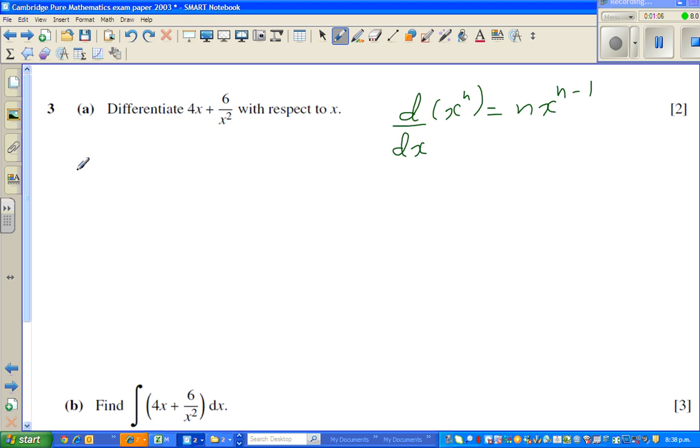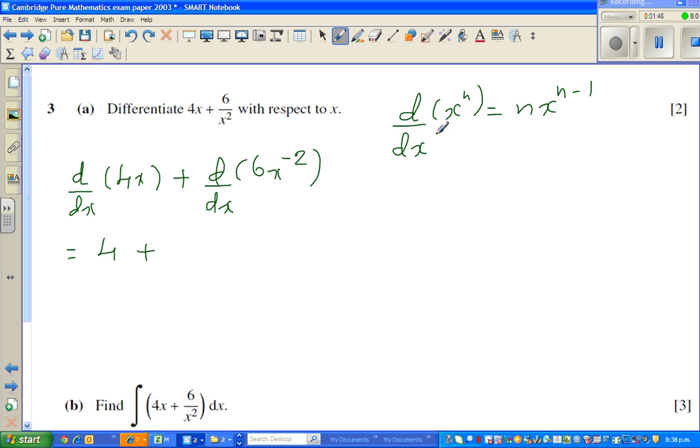So this is the derivative operator. So d by dx of 4x plus d by dx of 6x to the power negative 2. Differentiation of x is 1. Or if you consider this as a line, what's the gradient? The gradient is 4, so the derivative is nothing but the gradient function. So the gradient is 4, very simple.